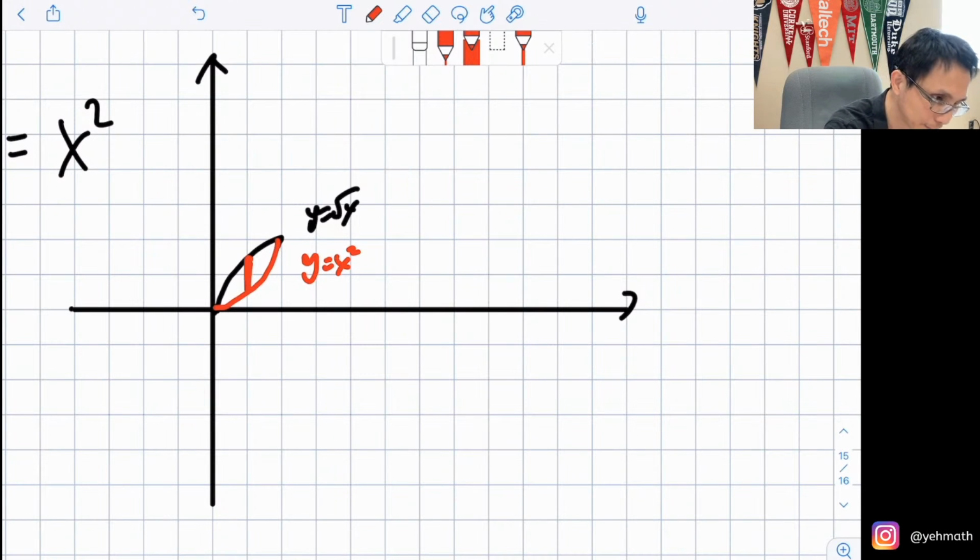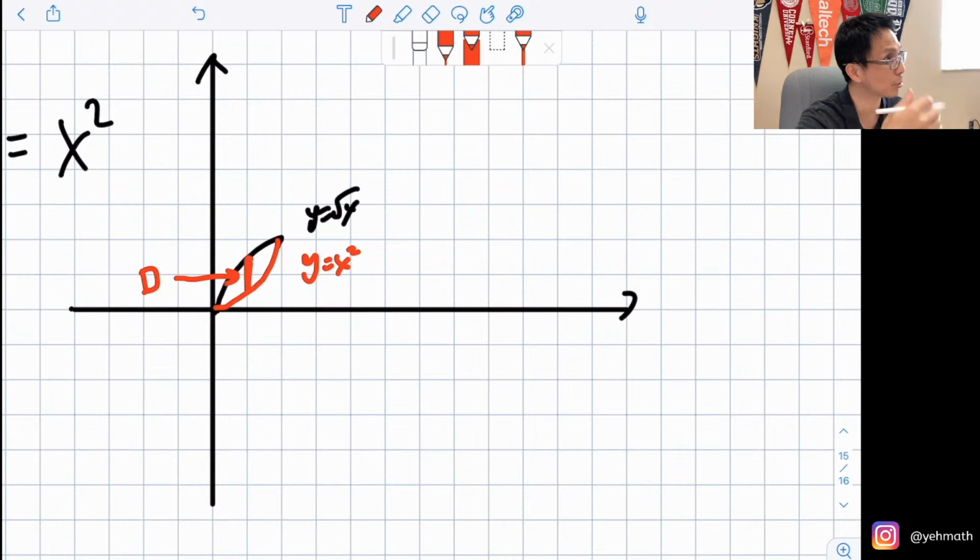call this D. Or should I call this, let's call it S. Or should I call it D or S? It's up to you guys. D is for difference or S for side. What do you want? Let's go with difference. Okay, let's go with D. So we can call it D, like square root x minus x squared is the D.